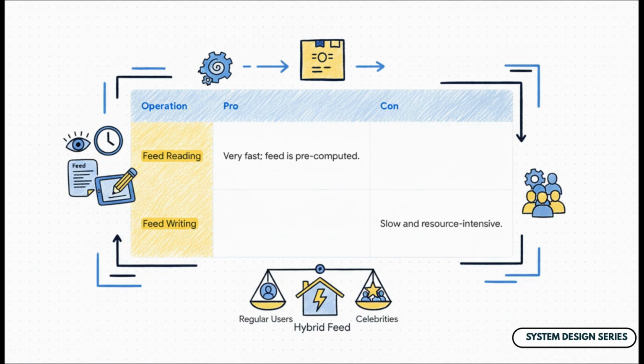Well, the pro is obvious. Reading your feed is blazing fast. It's just grabbing that list that's already been computed. But the con is a big one, and it's on the write path. Imagine a celebrity with, say, 100 million followers posts something. The system has to perform 100 million individual write operations, like right now. This is famously known as the celebrity problem, and it can literally melt servers.